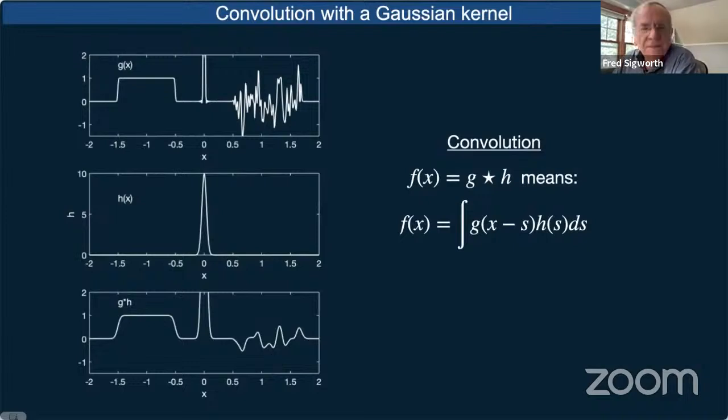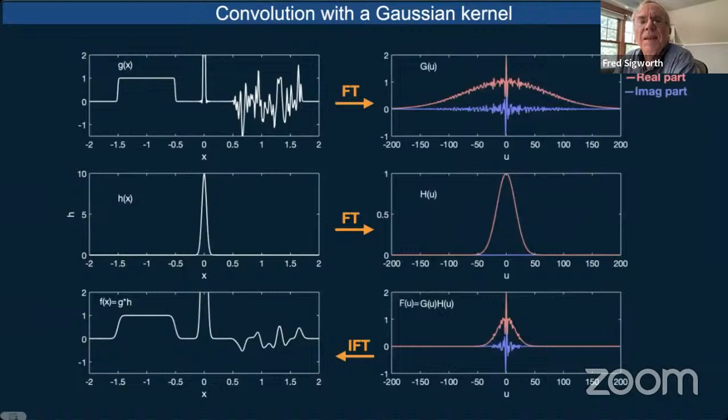Or in an old-fashioned hi-fi system, you have a treble control, and if you turn the treble control down, you're in effect convolving the signal that represents the sounds with a kernel that's broad.